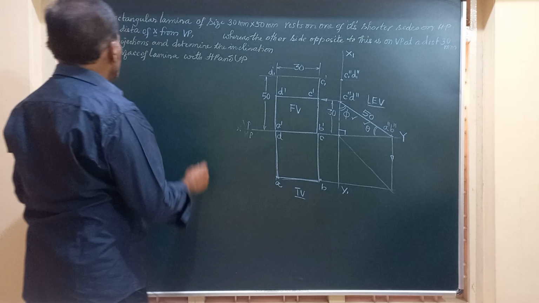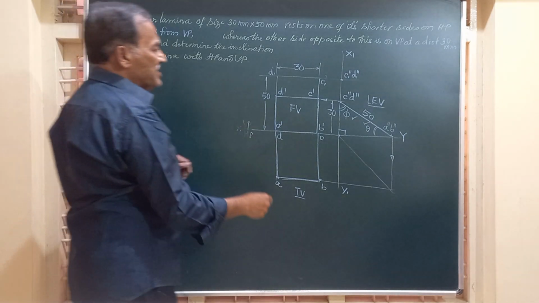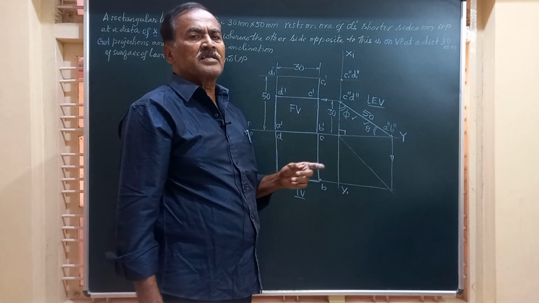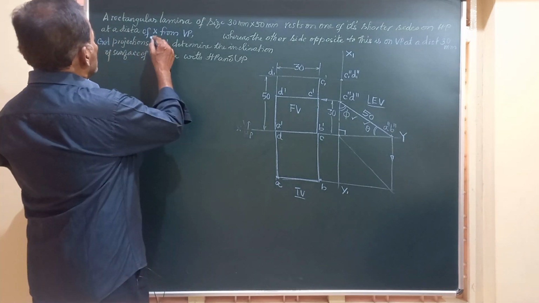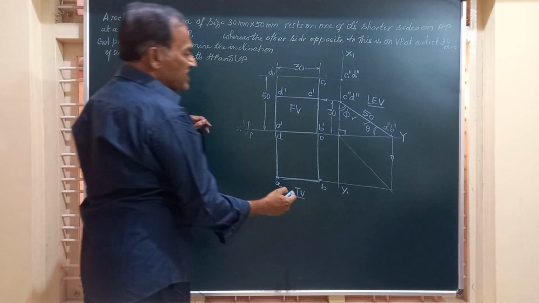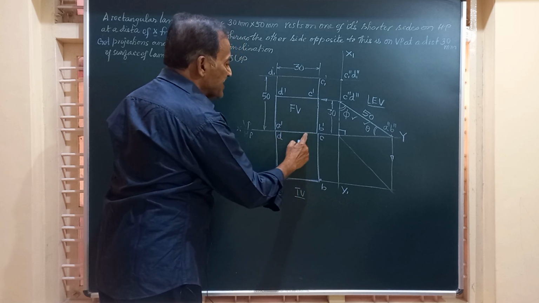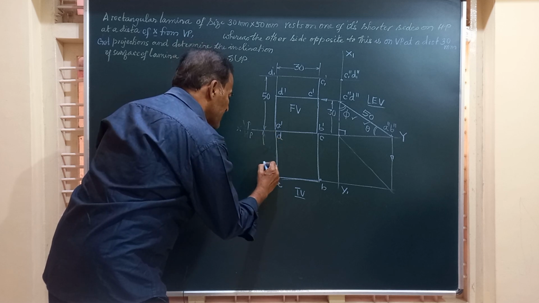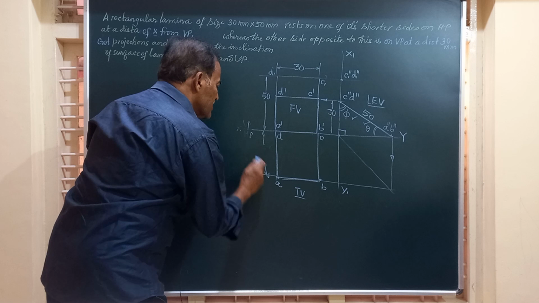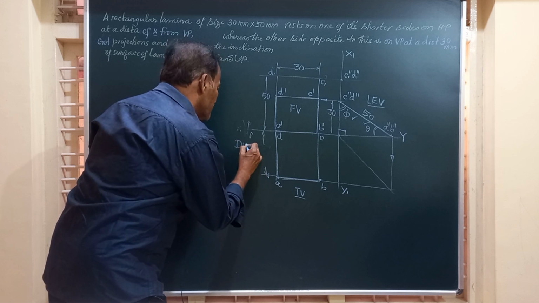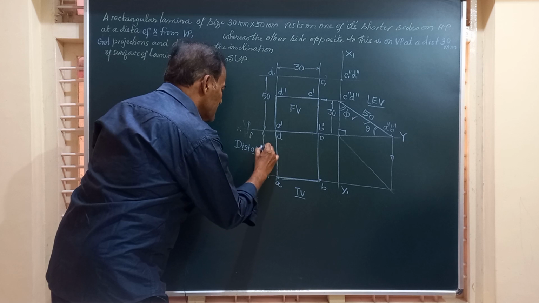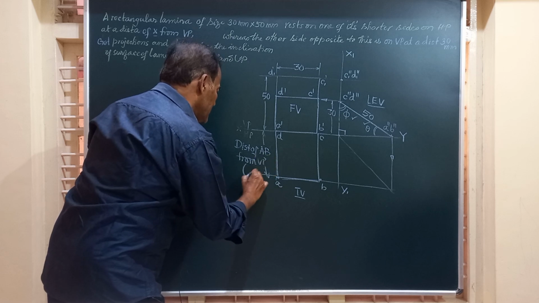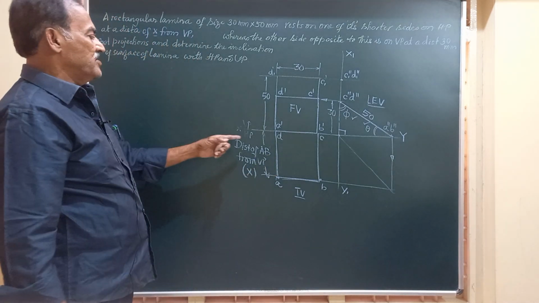Friends, you have been asked to find out the inclination of the surface of the lamina with HP and VP. Theta is the inclination of the lamina with HP, and phi is the inclination with VP. And also we have been asked to find out what is the distance of that side which is on HP. AB is the side which is on HP, and you can measure here the distance between XY and this edge. This will give you the distance of AB from VP, that is represented by x in the question. So you can find out this.